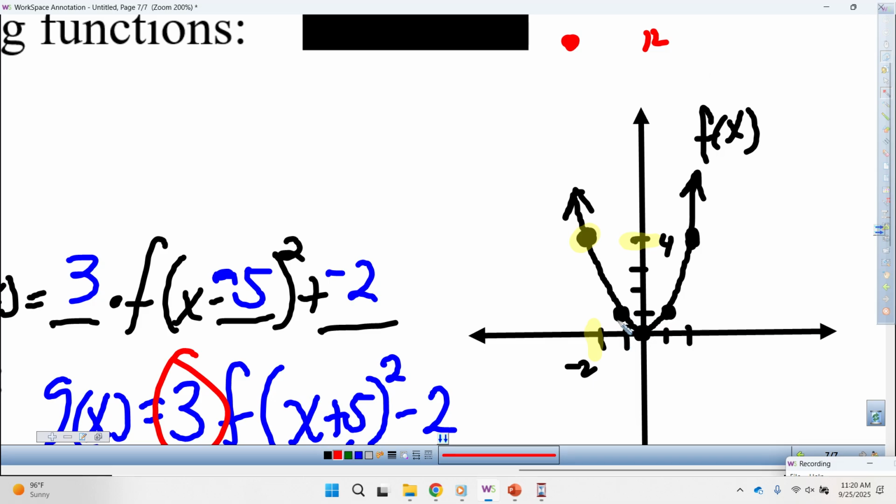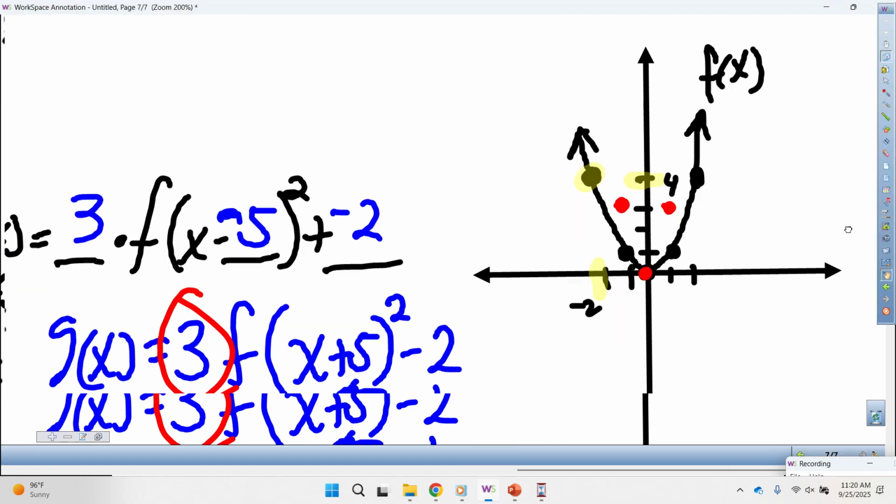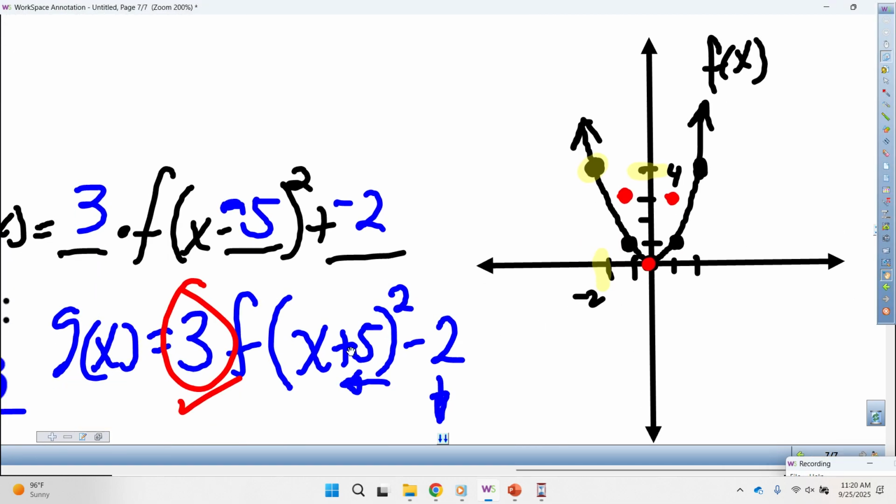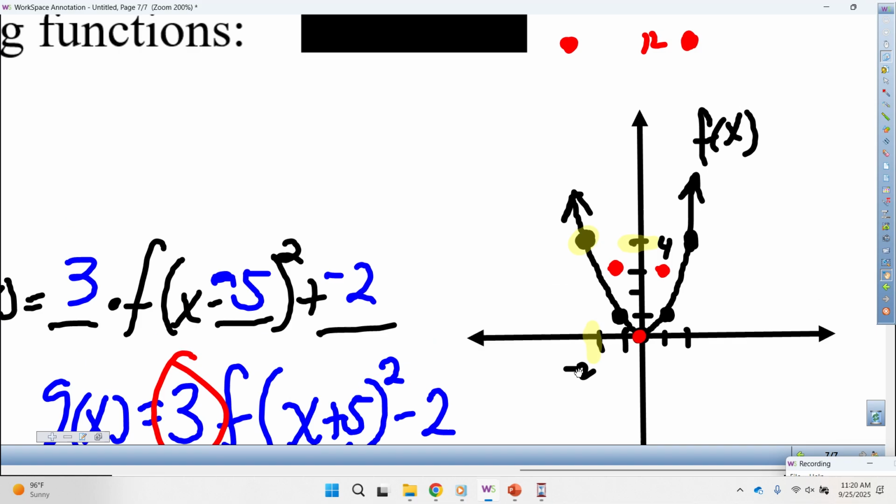Next point, negative 1, 1. Since the multiplier is 3, my new point is negative 1, 3. 0, 0. 1, 3. 2, 12. And the rest is history because we move it 5 to the left and 2 down.